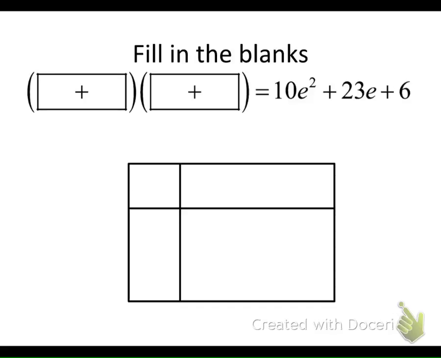So this 10e squared, where do you think that's going to be the area of? Yeah, this here. This 6, where do you think the area of 6 is going to be? Okay, so this 23e is going to be split between these two, because remember how we usually combine like terms, split between these two rectangles? Well, we've got to figure that out. What was the whole point of the MA method? That's what you're going to use now.